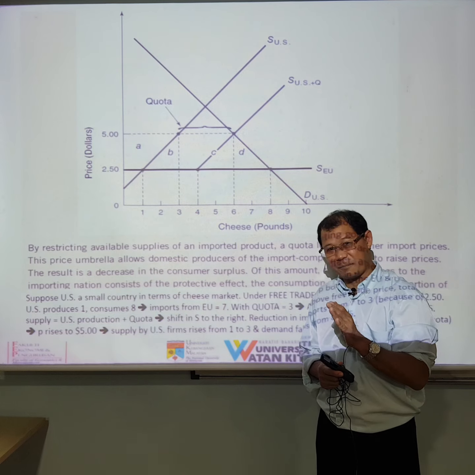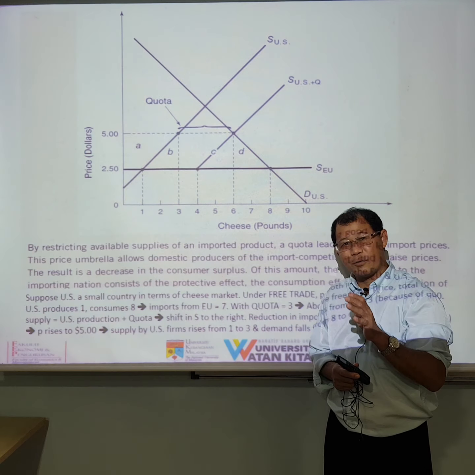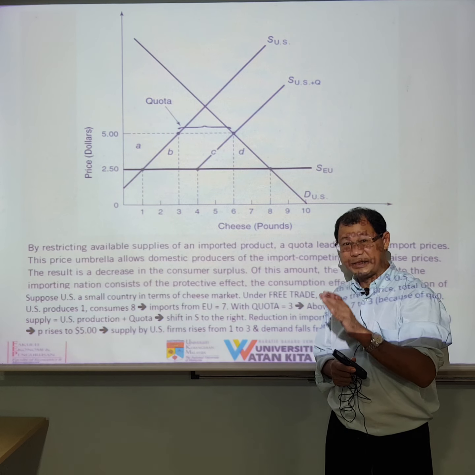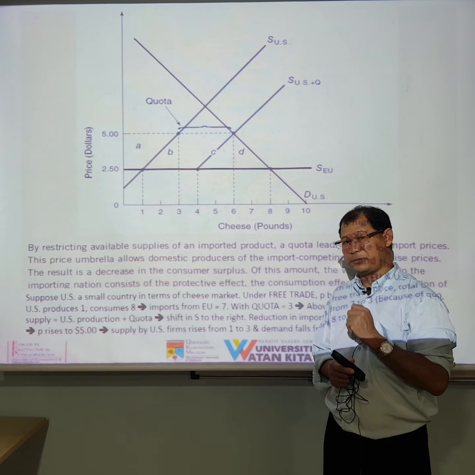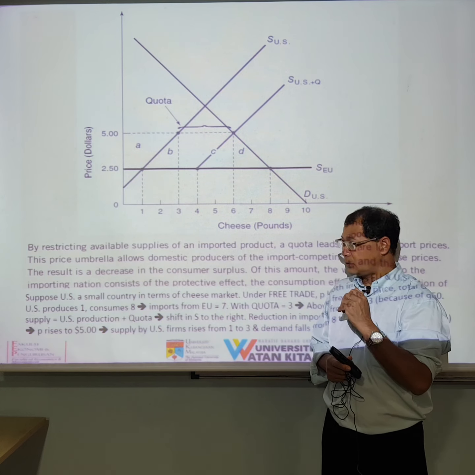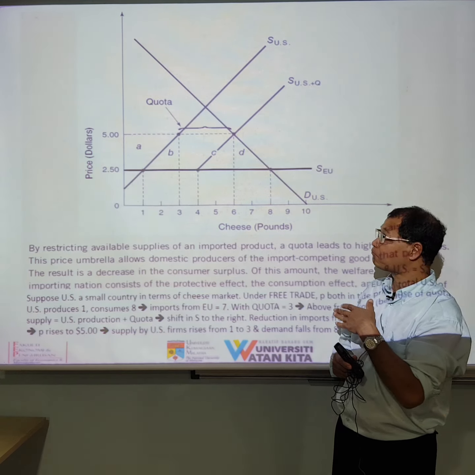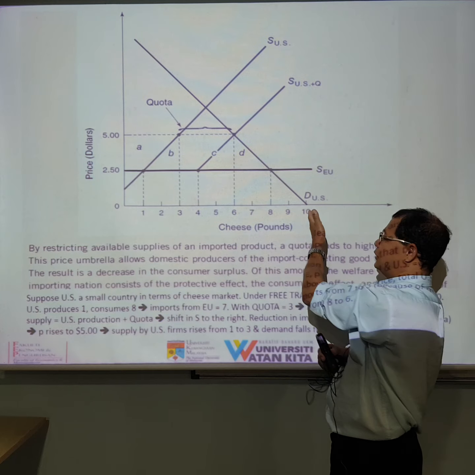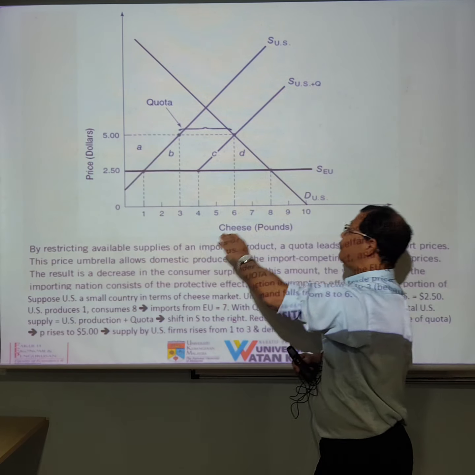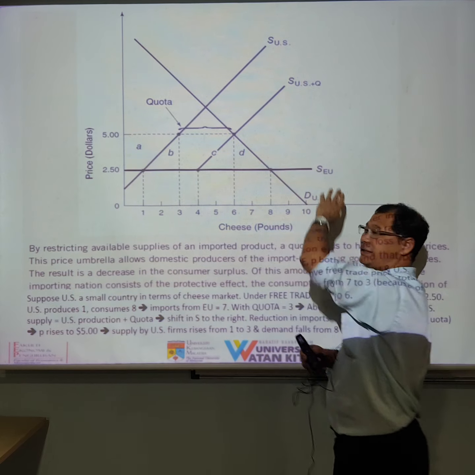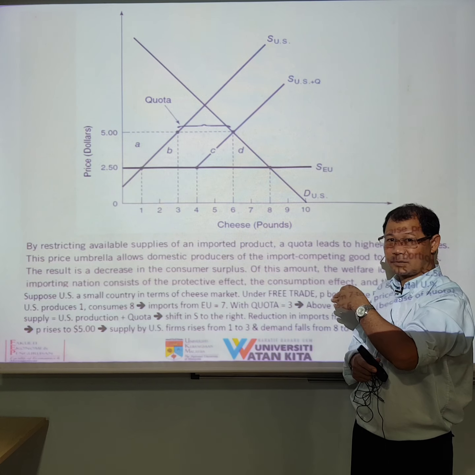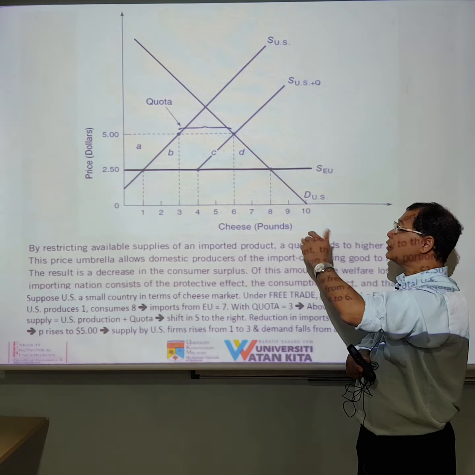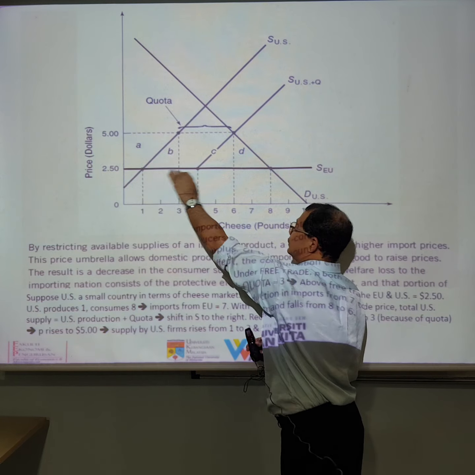However, the concept that I want to bring to you here is that when we want to draw the quota, it is different from when we draw a tariff. Okay, let's begin with the tariff. Normally we draw the demand curve and supply curve, and we draw this line. This is the supply of the world, or in this case, the supply from the EU, which is the lower-cost producer. So 1, 2, 3, and we get this.